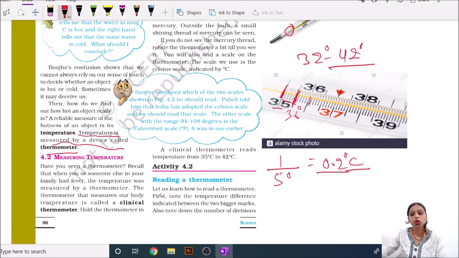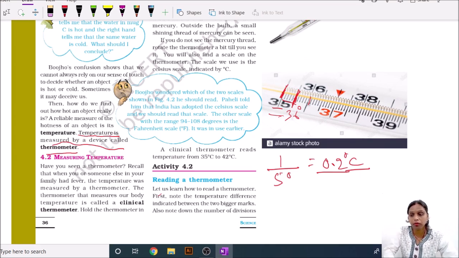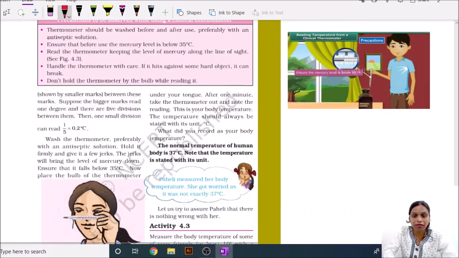And whenever we read the thermometer, be assured that every mark represents 0.2 degrees Celsius. And whenever you are measuring with a clinical thermometer, be assured that when you are measuring the temperature of humans, the mercury should be below 35 degrees Celsius.